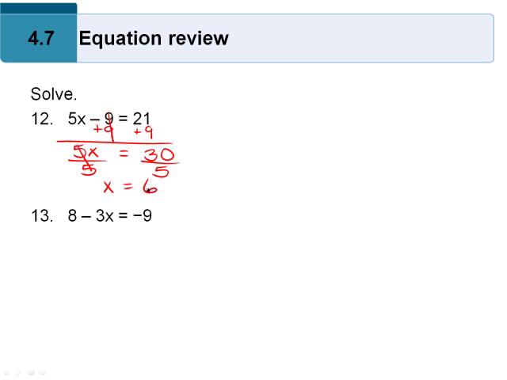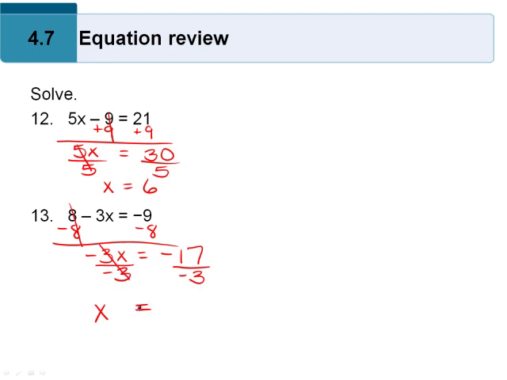Now, number 13, we have 8 minus 3x equals negative 9. So, look at where your 3x is. I need to get rid of that 8. So I'm going to subtract 8 from both sides. So the 8's cancel. Negative, be careful about that sign, negative 3x comes down, and that equals negative 17. This is not going to be a pretty answer. So, now we need to get rid of negative 3. I'm going to divide by negative 3 on both sides so that negative 3's cancel.